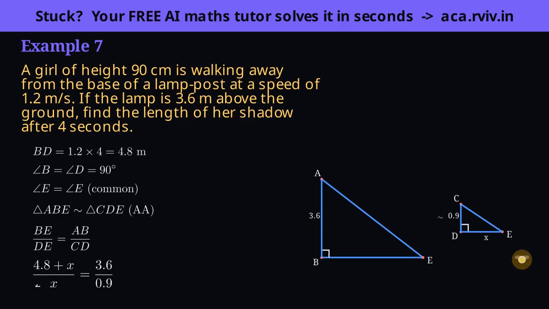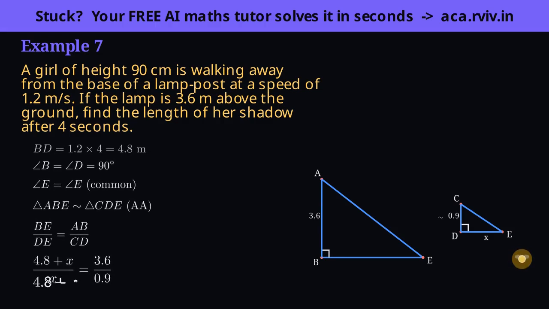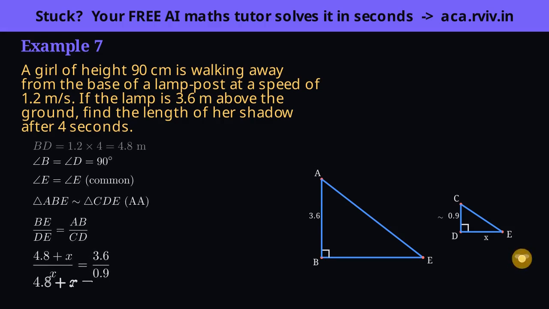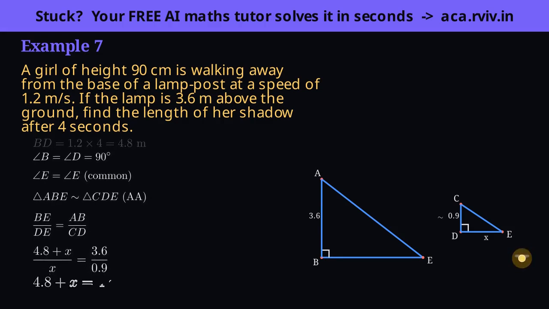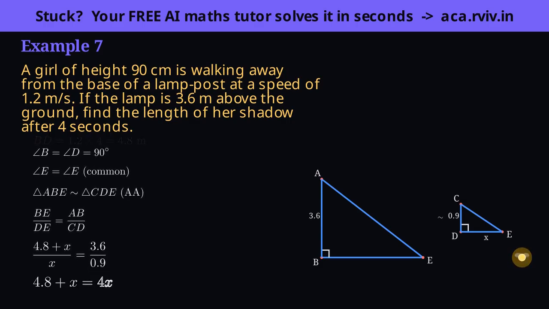Tidy the right side first. 3.6 divided by 0.9 is exactly 4. So the girl is 1/4 the lamp's height, the lamp is 4 times taller. Now cross-multiply to clear the fraction, giving 4.8 plus x equals 4x.